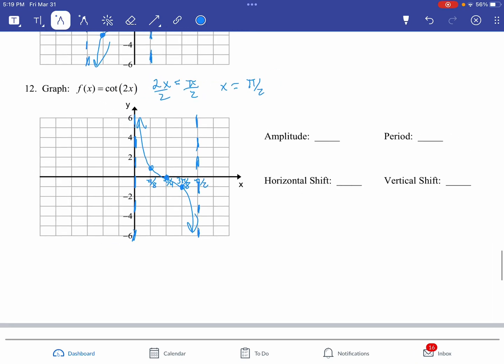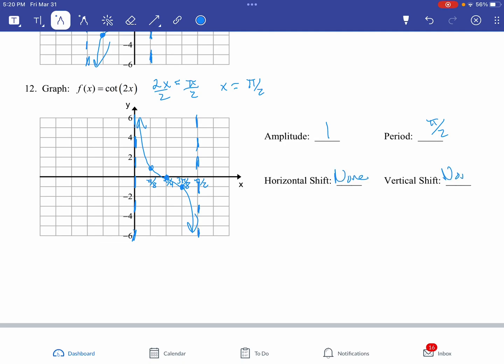For the information, your amplitude is 1. Your period is pi over 2. There is no horizontal shift. There is no vertical shift.